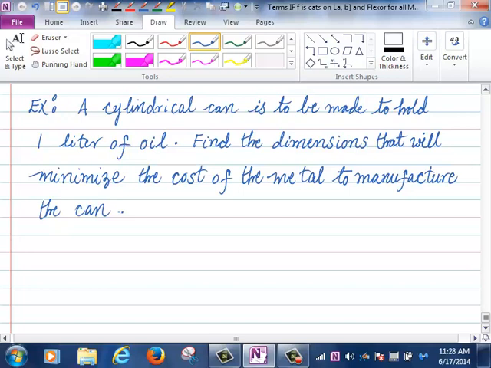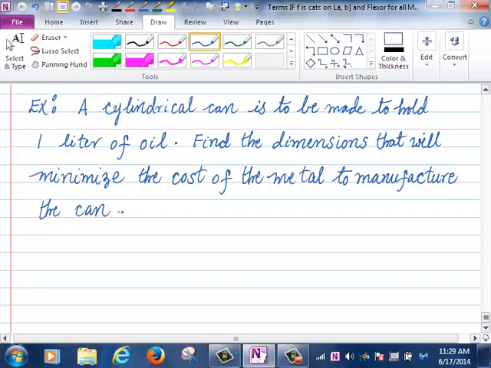So what is it really asking us to do? How would I minimize the cost of manufacturing the can? So what am I trying to minimize here? Pretty good. If I want to minimize the cost of producing the can, I need to make sure that I'm minimizing the total surface area that I need. Okay? Is everybody clear on that?